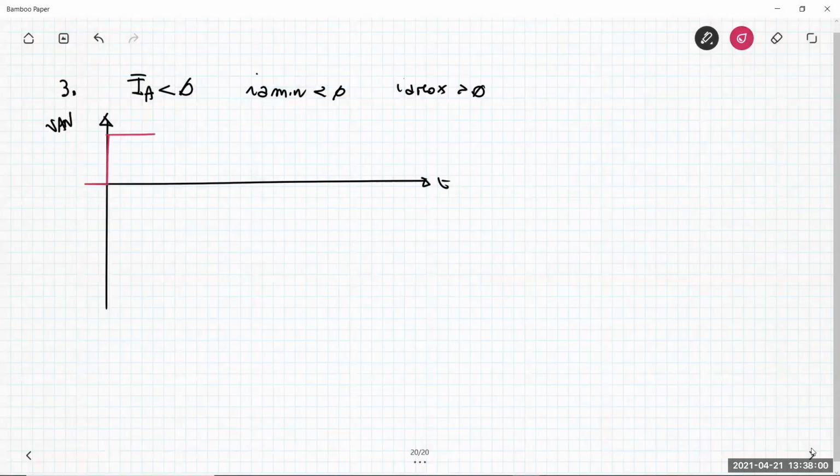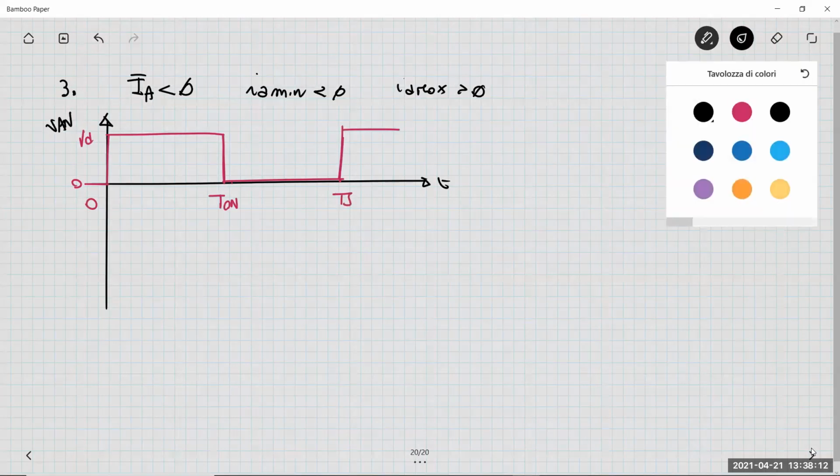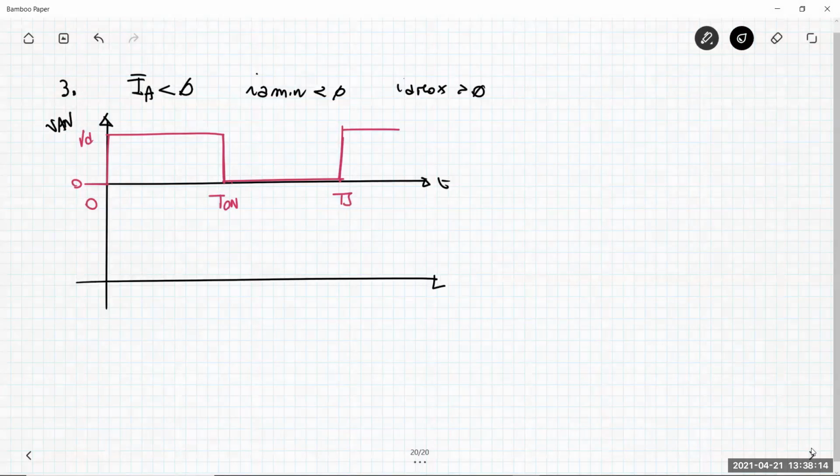Okay, you have the standard rectangular waveform from 0 to Vt, T on, 0, Ts. Now the current has this behavior in which you have an average value which is negative. So this is the average value. So we are in the braking mode.